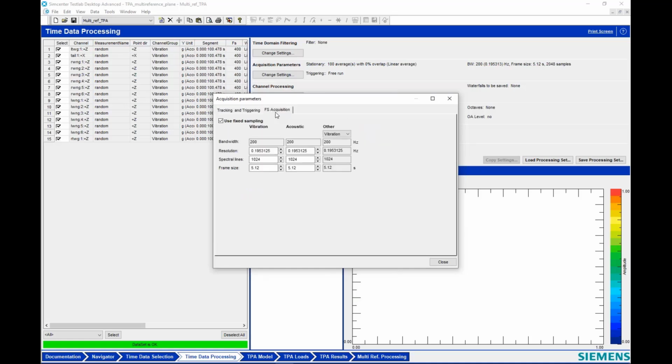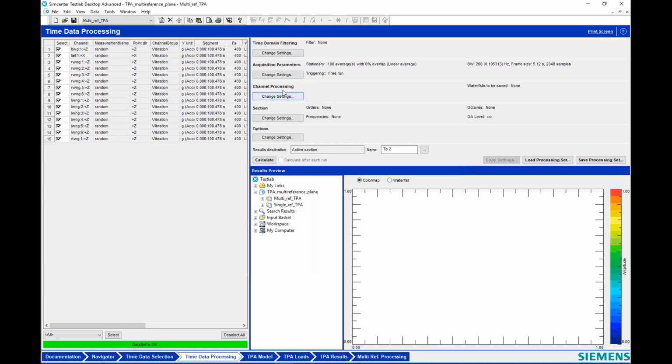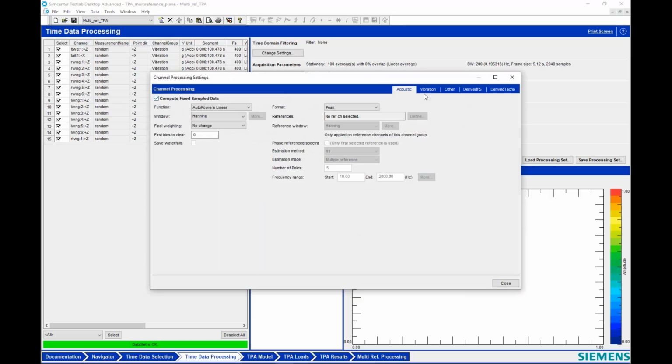Go to FS acquisition. I have it set up to be about 0.2 hertz resolution, so I'm going to do a 1024 block size. And then I go to channel processing. I don't have any acoustic data, so I go to the vibration group. I'm going to calculate cross powers.